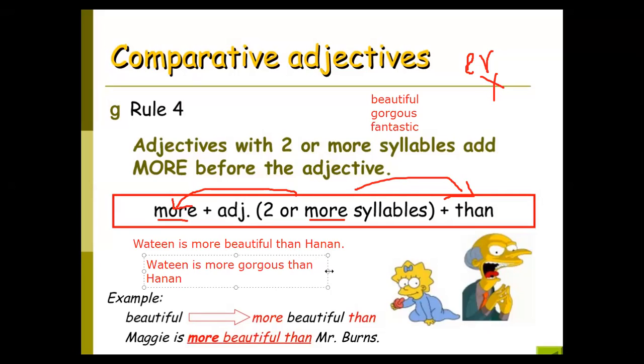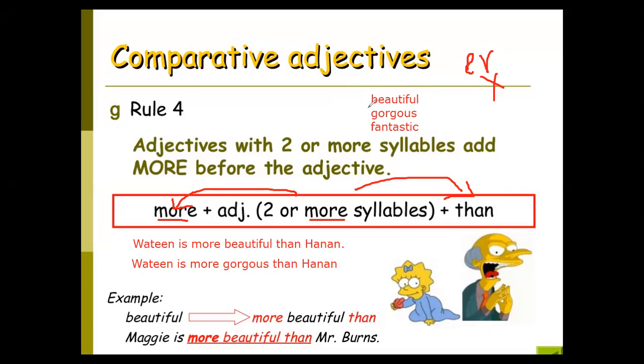So here it's a long adjective. I will put more and than after it. Okay, I would say, for example, Wateen is more gorgeous than, again, than Hanan. So every time you have a long adjective, you have to see. How would I know if it's a long adjective? You try to read that word and try to add er. If you can add er, then it will fit. If you can't add er, then this is a long adjective. And usually a long adjective means more than one syllable.